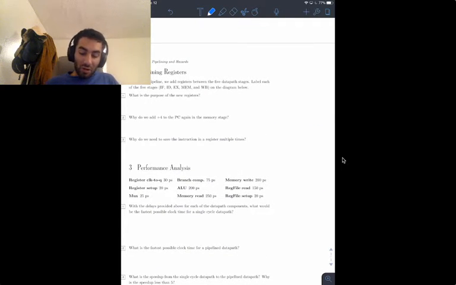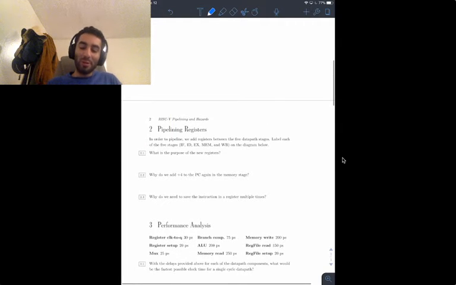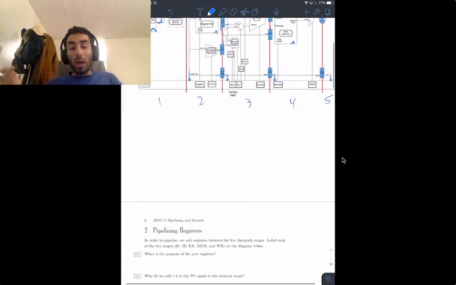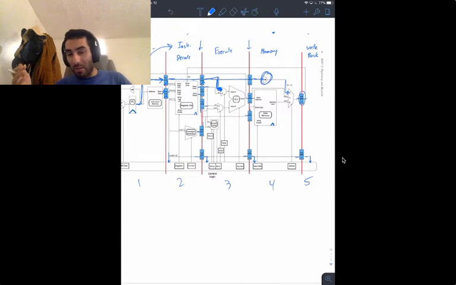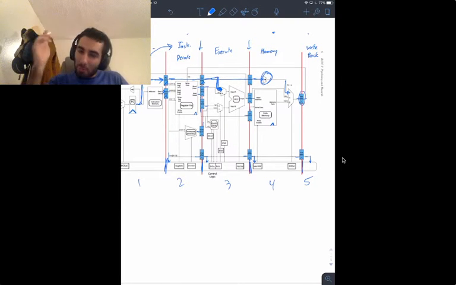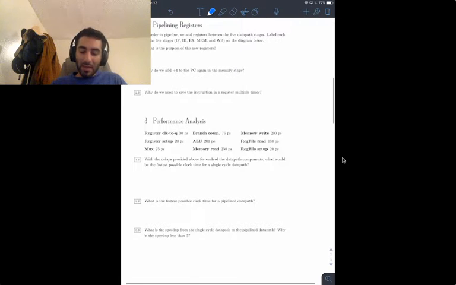Why do we need to save the instruction in a register multiple times? This was also gone over. This is because the control logic for one instruction does not apply to all the instructions in the pipeline. At any instance in the pipeline, we have 5 separate instructions executing at the same time, and the control signals for each of those are very different. So you can consider that this control logic is also split up, and that's a totally reasonable thing to do. It takes in 5 different instructions and computes the appropriate control signals for each, so we have to feed the instruction into it every single time. All right, great. Now we have performance analysis.